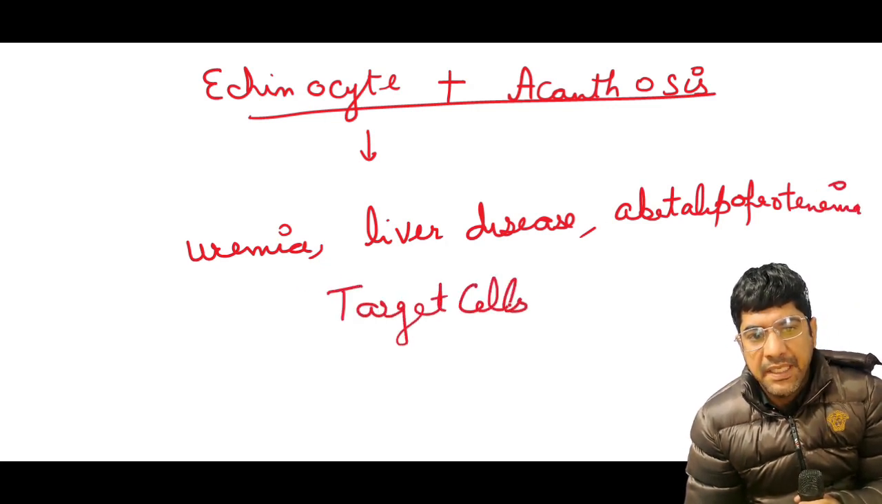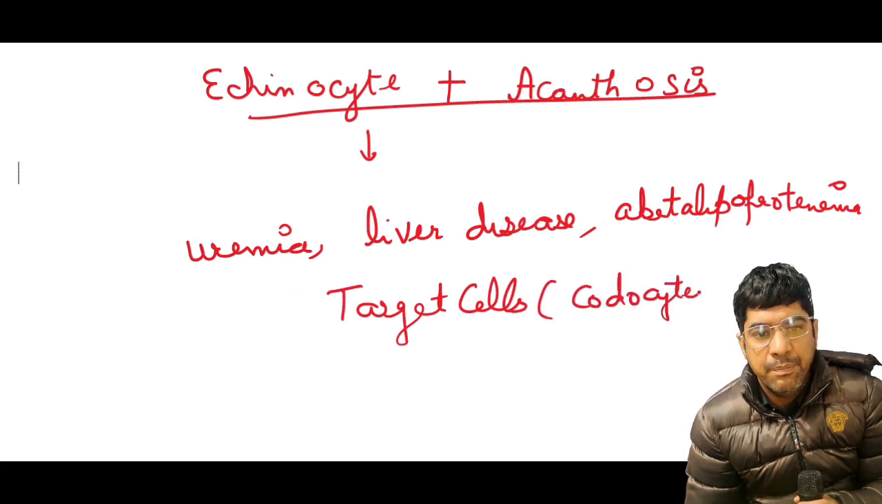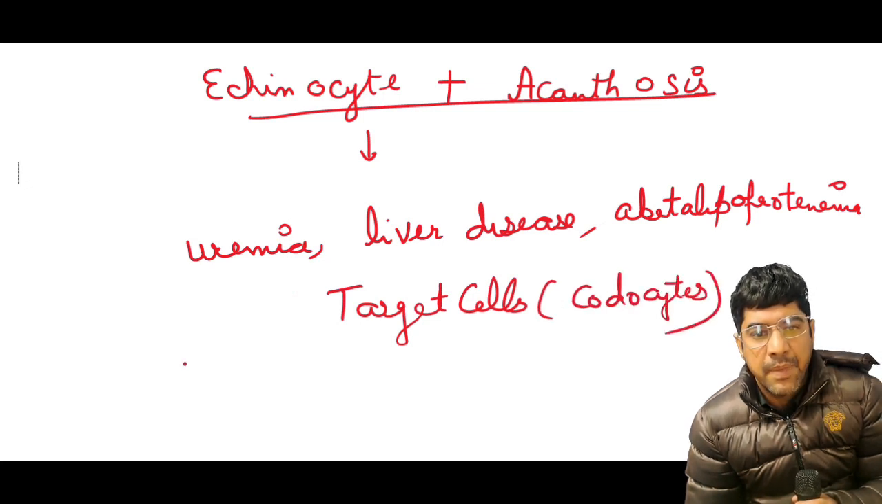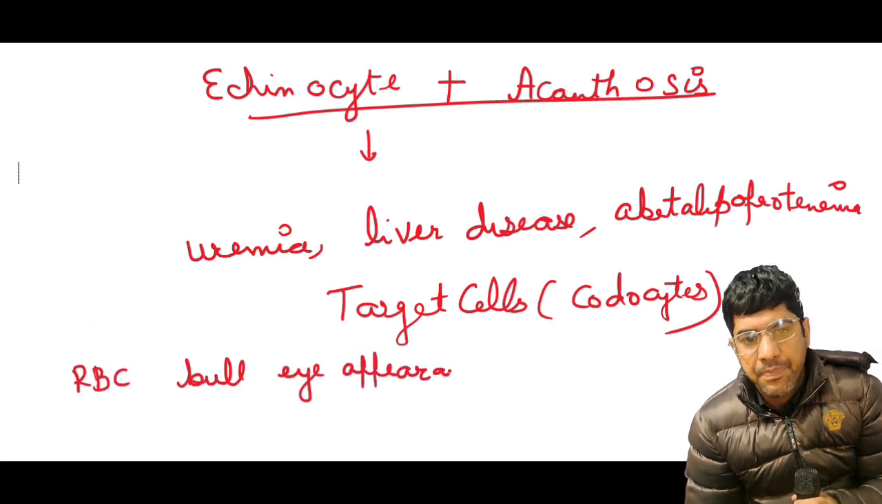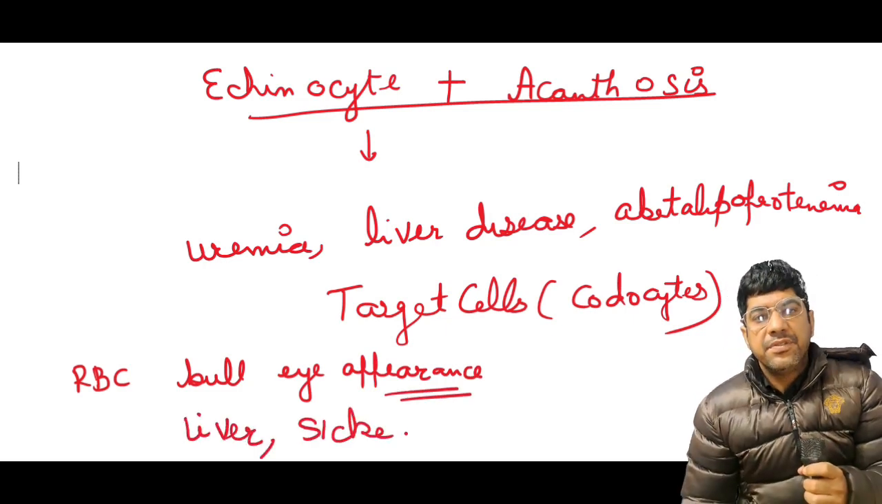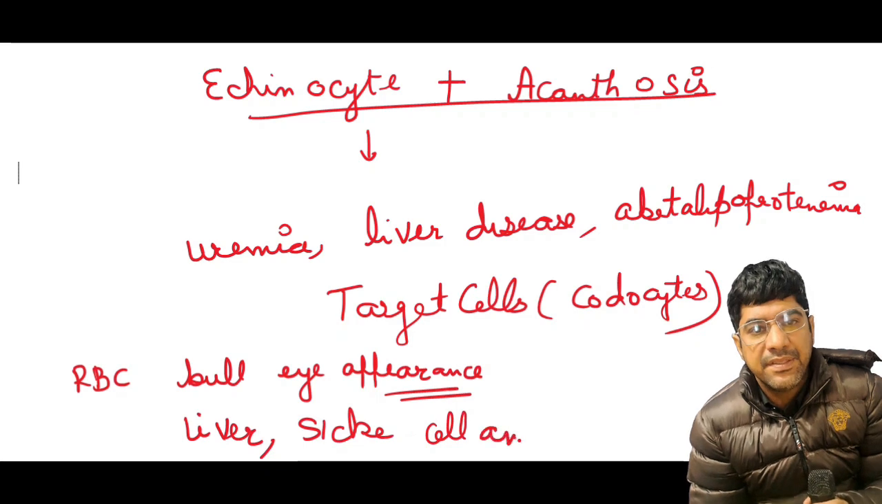Apart from that, you can see target cells, RBCs with a bull's eye appearance or center pallor surrounded by a ring of hemoglobin. They are the target cells. They are seen in liver diseases, sickle cell anemia, thalassemia. The schizocytes are the fragmented RBCs.